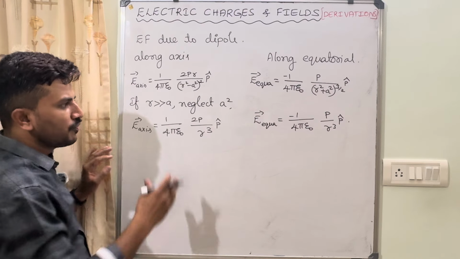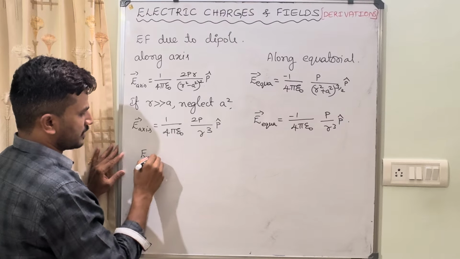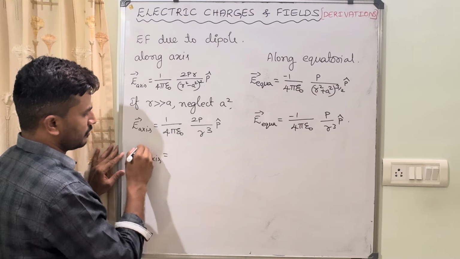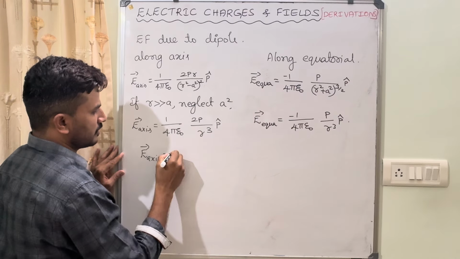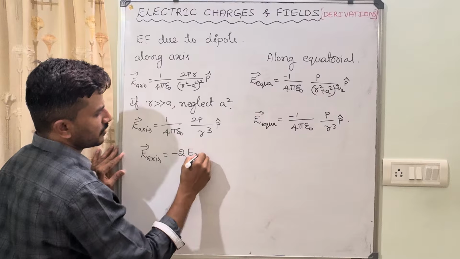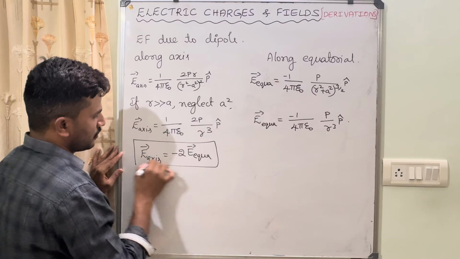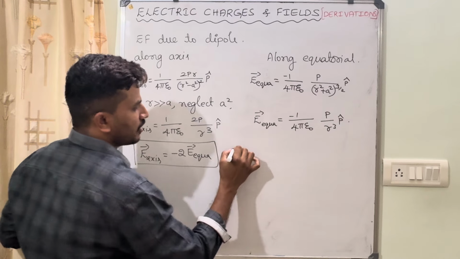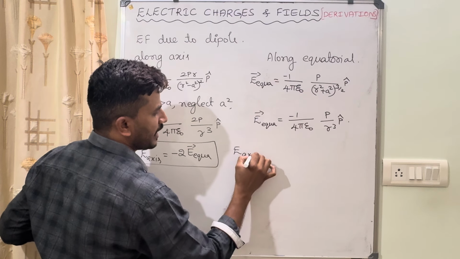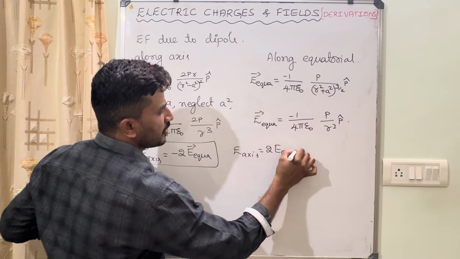Okay. Now if you compare these two, what is the difference? E axis is equal to, here minus is there, here 2 is there, 2 times E equatorial. Can I write like this? This will be asked for 1 mark in MCQs. Or in scalar form, it is just E axis is equal to 2 times E equatorial.